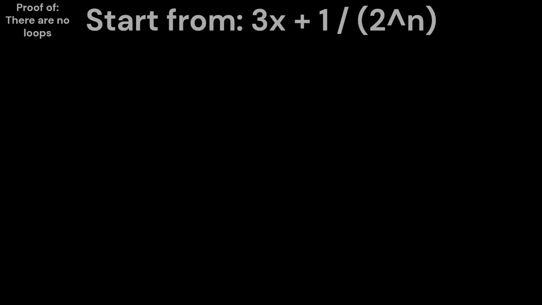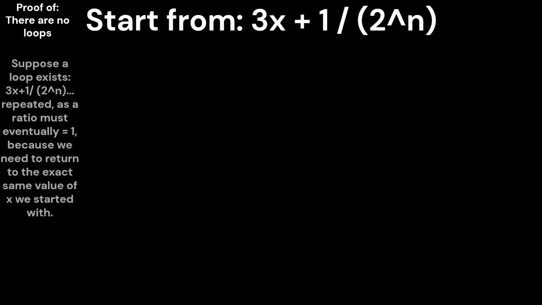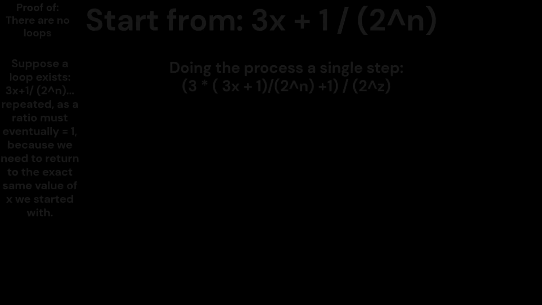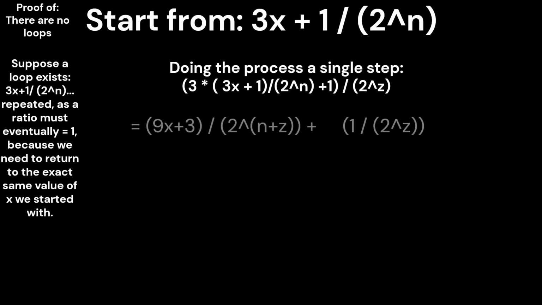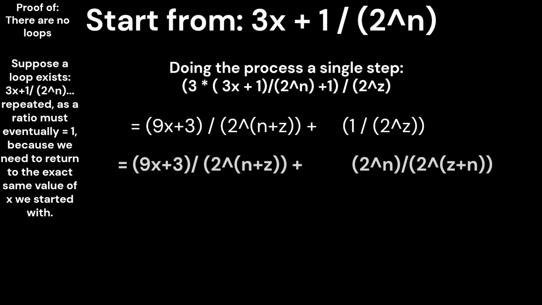Proof of statement 2. Take a number in our space, times 3, add 1, divide out all the 2's. We're going to represent this like 3x plus 1 over 2 to the n. For a loop to form, this continued process as a ratio must equal exactly 1 to get back where we started. 3 times 3x plus 1 over 2 to the n plus 1 over 2 to the z is equal to 9x plus 3 over 2 to the n plus z plus 1 over 2 to the z, which is equal to 9x plus 3 divided by 2 to the n plus z plus 2 to the n over 2 to the n plus z, which is then equal to 9x plus 3 plus 2 to the n over 2 to the n plus z.